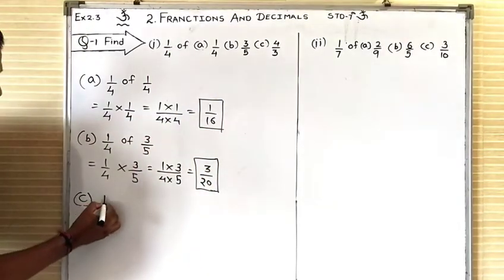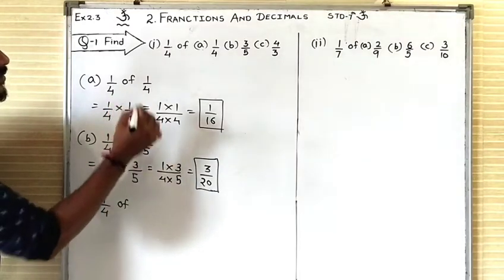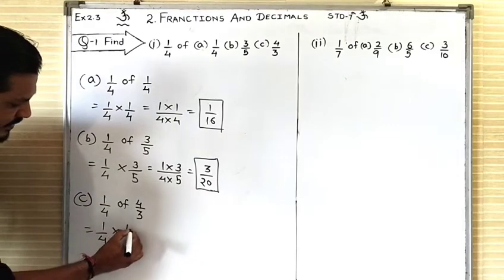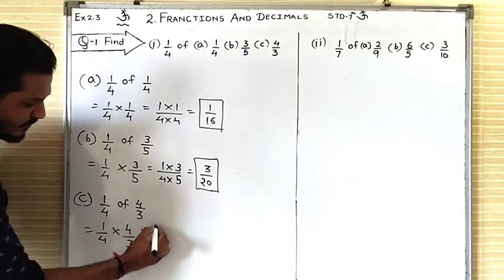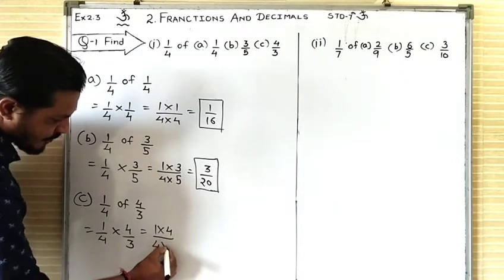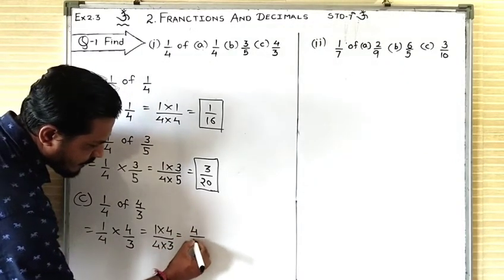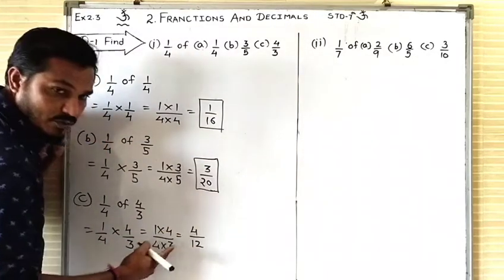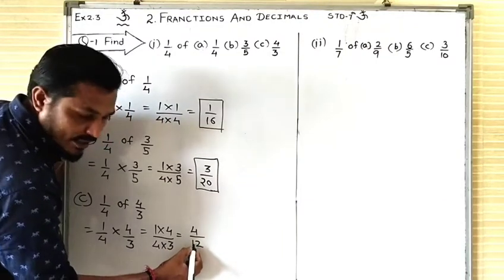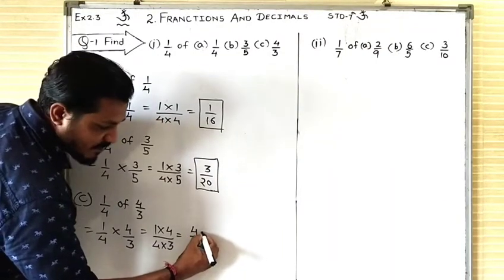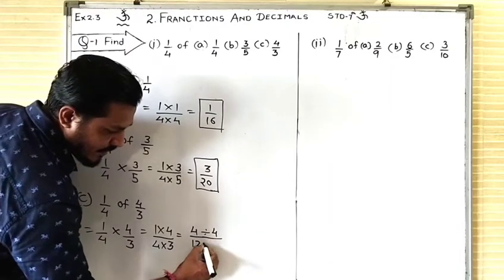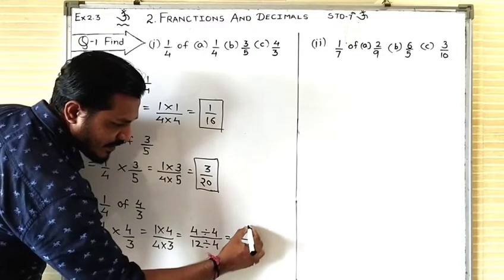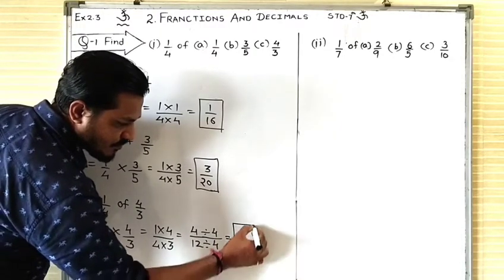Then 1/4 of 4 by 3. 1/4, put the multiply sign, don't do direct cancellation. 1 into 4 and 4 into 3. 1 4s are 4 and 4 3s are 12. Here also possible to reduce, but how to reduce? See, here I know that 12 is divisible by 4 and 4 is also divisible by 4. So 4 divide 4 and 12 divide 4. So 4 divide 4 gives 1 and 12 divide 4 gives 3. This is how you have to do the working.